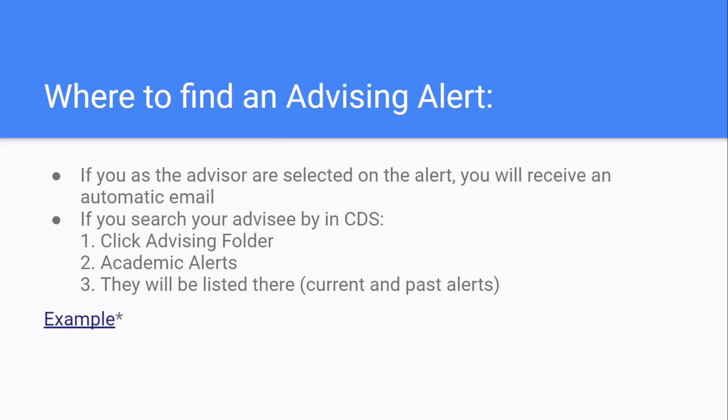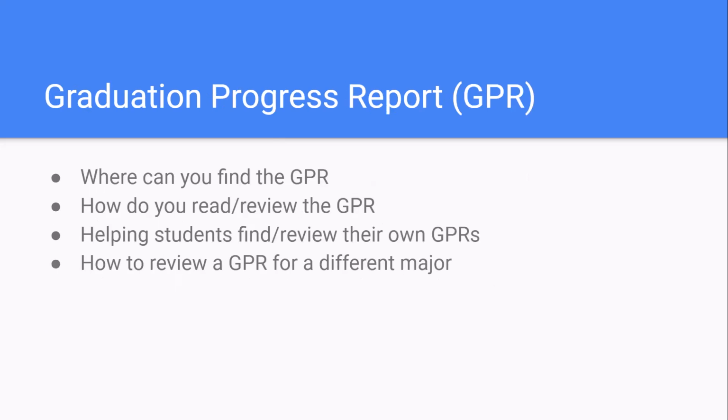And so where to find an advising alert? If you as the advisor are selected on the alert when one is sent, you're going to receive an automatic email. You can also go into your CDS and click your advising folder, and the academic alerts will be listed there under the student. And it gives you a historical perspective for your advisees. So all of their past and present praise and concerns for advising alerts will be listed in there.